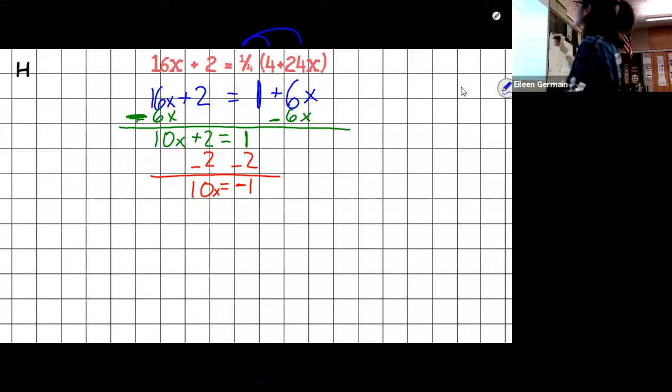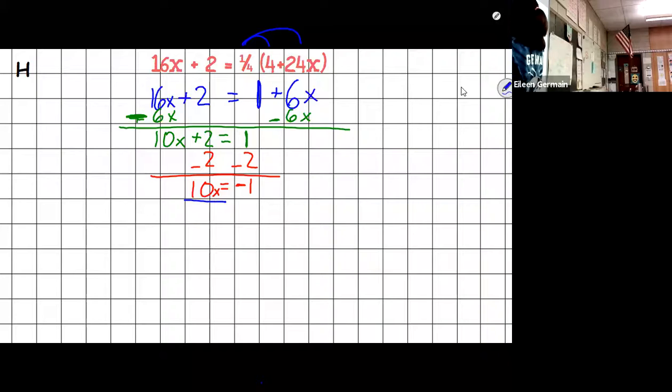Divide 10 on each side. Very good, Cindy. Divide by 10. X is going to be equal to negative 1/10.